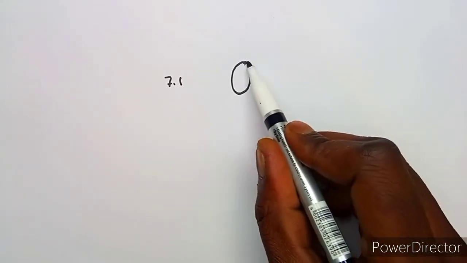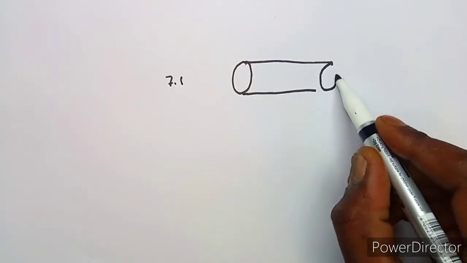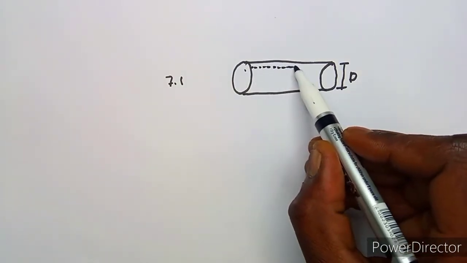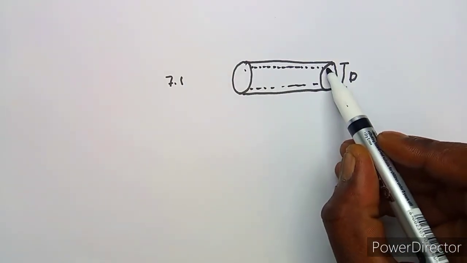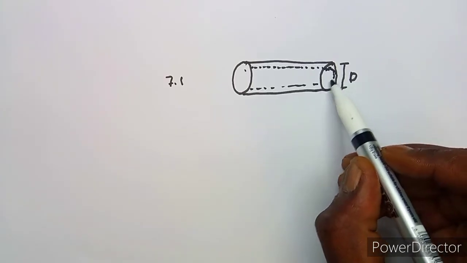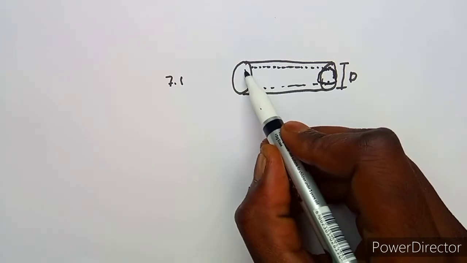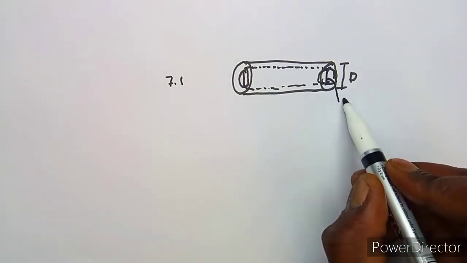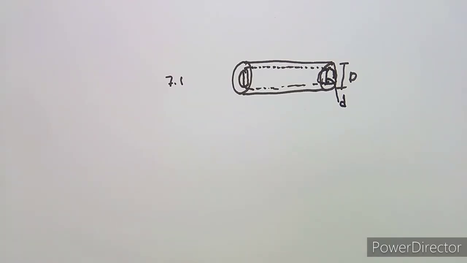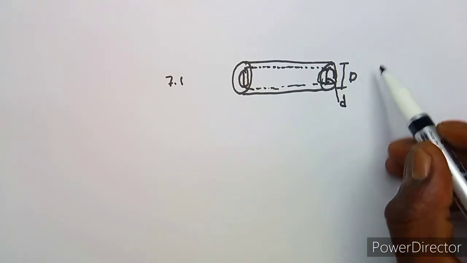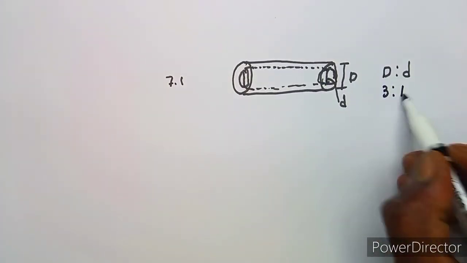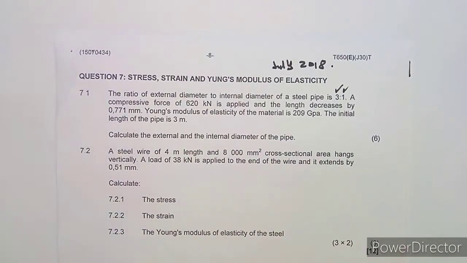Maybe this is our bigger diameter, where we are going to have our bigger diameter here. Then there is an internal diameter that is going to affect, guys. You understand what is going to happen here. So in between here we have the internal diameter, which is d. We are given the ratio of the bigger diameter to the smaller one, external to internal, which is 3:1. So it's 3:1.